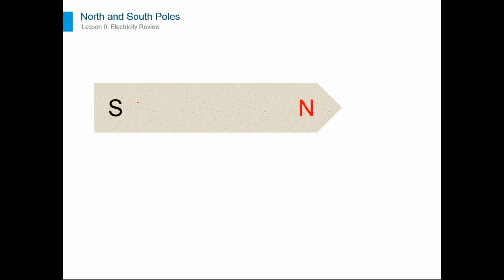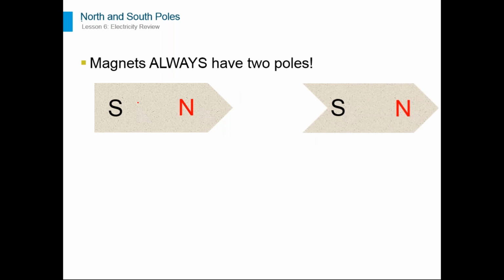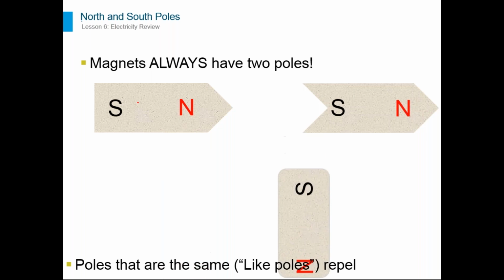Magnets always have two sides, and those sides are not like each other. We say they are unlike. One side is called the North Pole, and the other side is called the South Pole. Magnets will always have two poles. If you break a magnet in half, each half will still have a North and South Pole. North poles push away other North poles, South poles push away other South poles, but North and South poles attract each other.